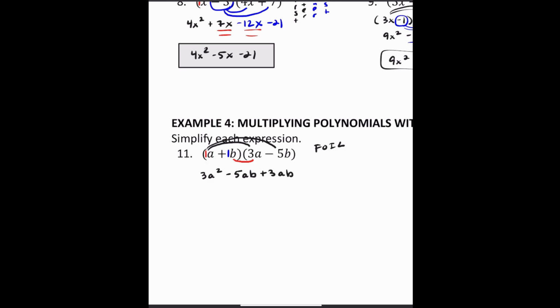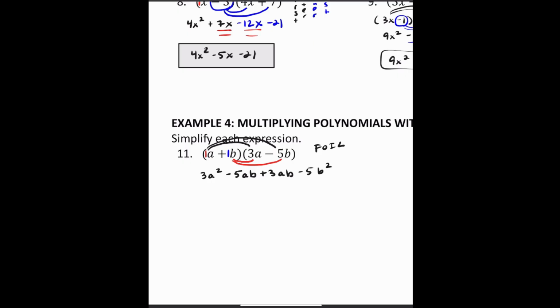Alright? And then lastly, we have 1b times negative 5b. So positive 1 times negative 5 is negative 5. And b times b is b squared. So we have 3a squared minus 5ab plus 3ab minus 5b squared.